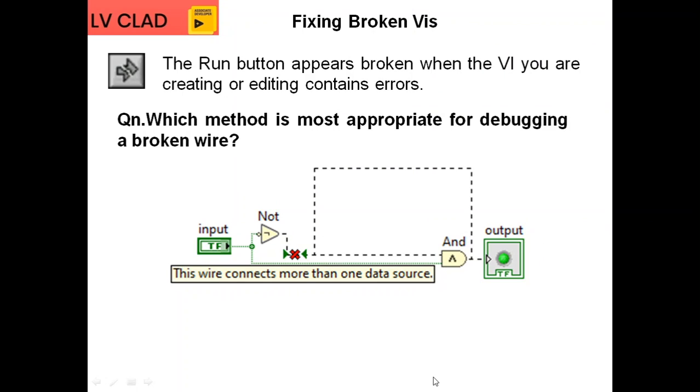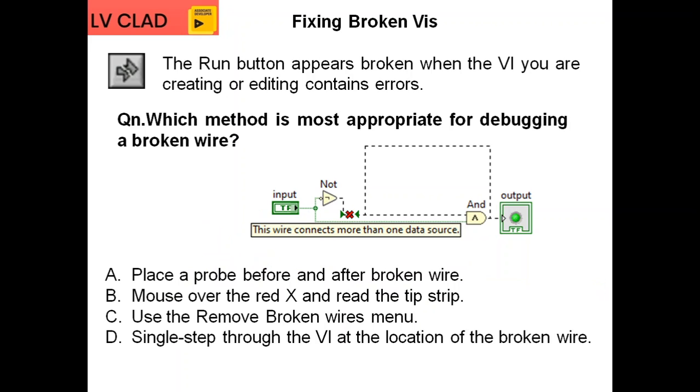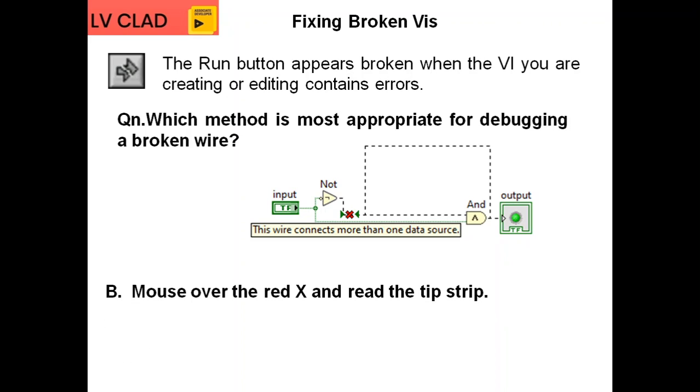Yes, which method is most appropriate for debugging the broken wire? I'll show the options. Place a probe before and after the broken wire; mouse over the red X and read the tip strip, and use the remove broken wires menu; single step through the VI at the location of the broken wire. So the only actual option is to mouse over the red X and find the source of this error. How could I verify that result? How could I remove that particular error?